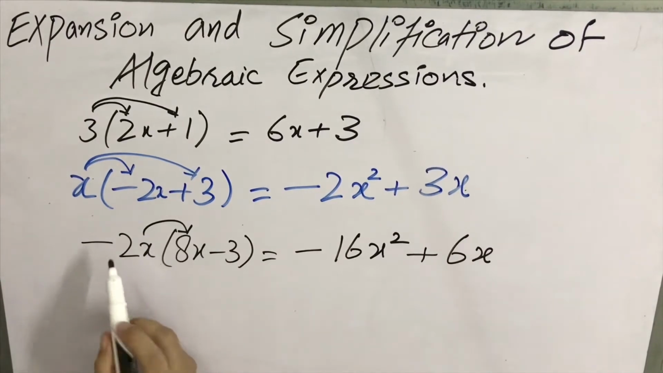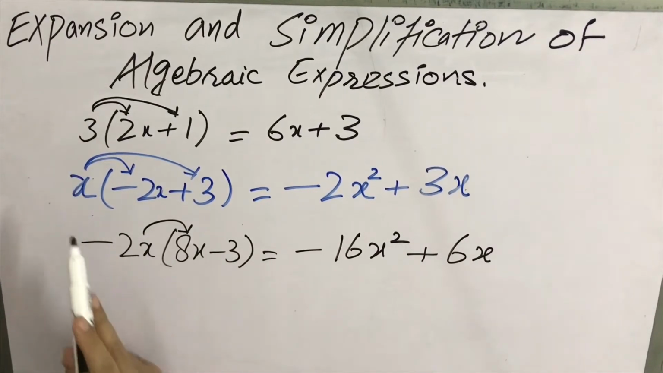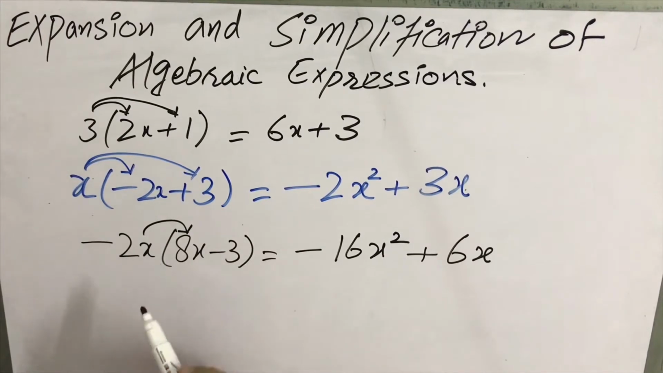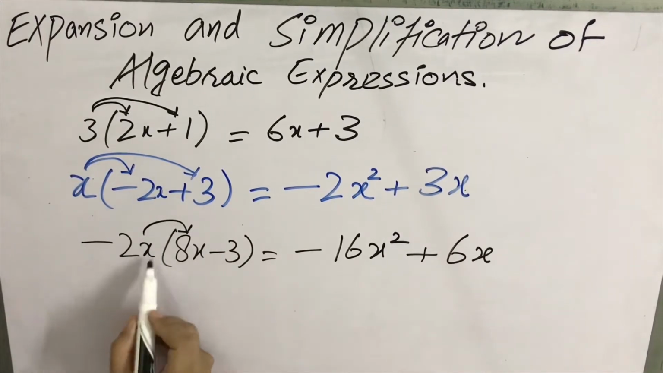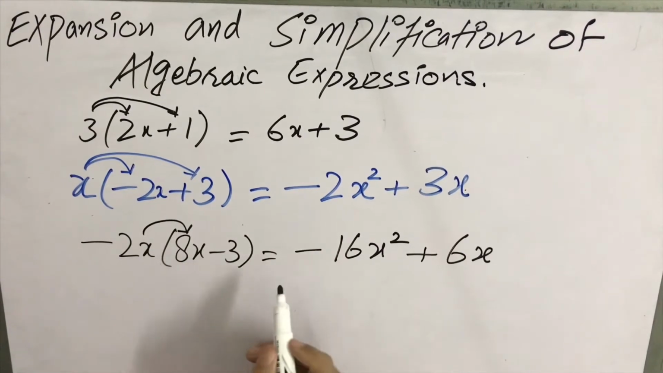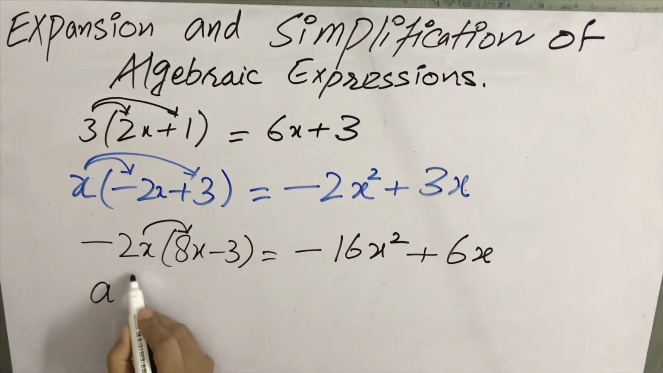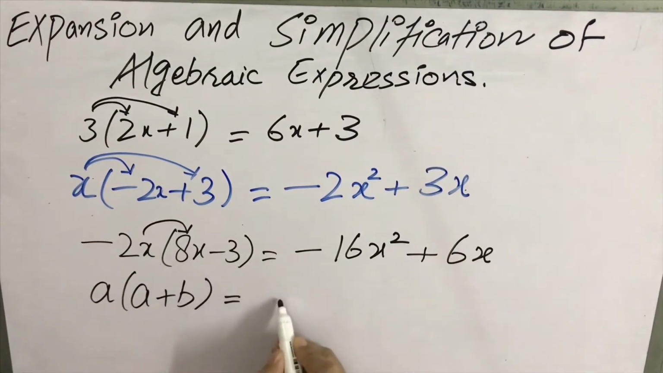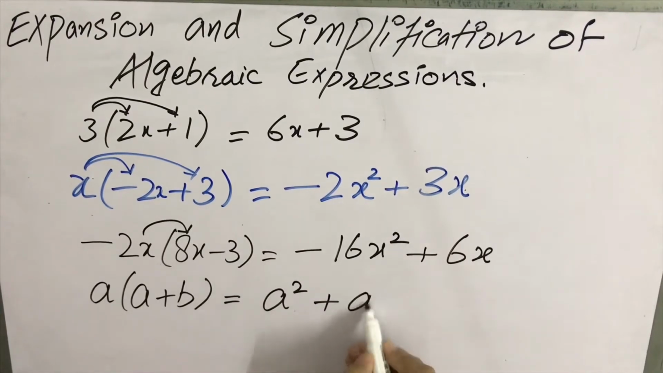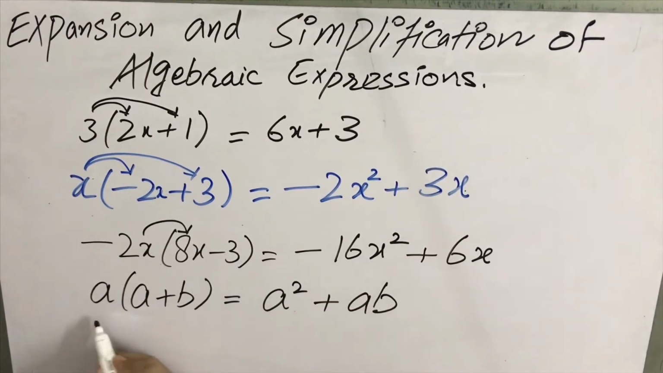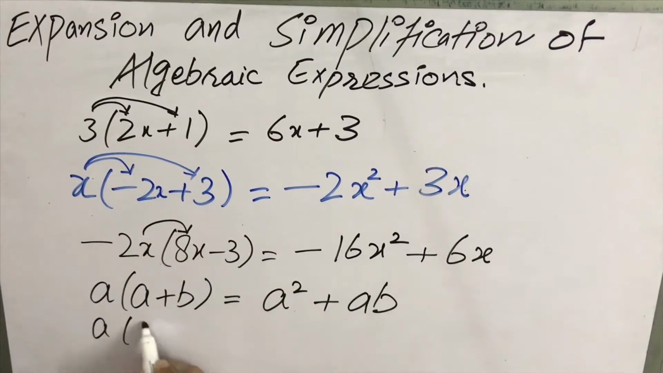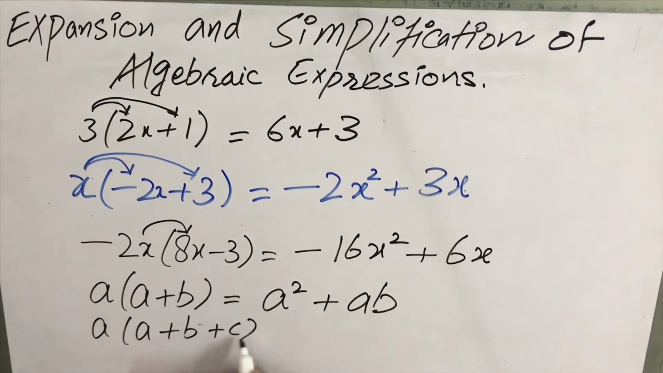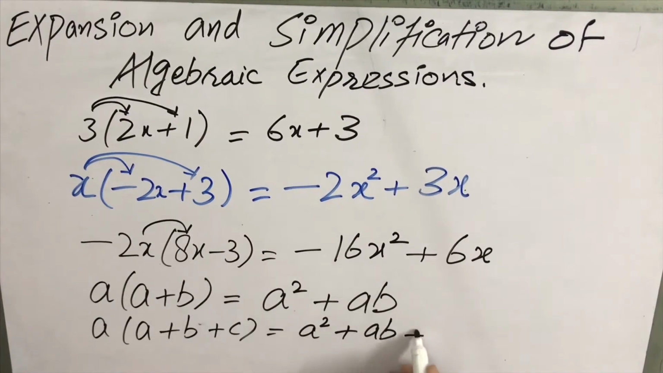Outside the bracket you may have a constant, you may have a variable, you may have a variable with the constant both. But when you have a single number outside the bracket, it will be multiplied with every number inside. Or simply if you have a, bracket a plus b inside, for example, you will have a square plus ab. And if we have a multiplied by a plus b plus c, what we will do, we will multiply a with each term: a square plus ab plus ac.